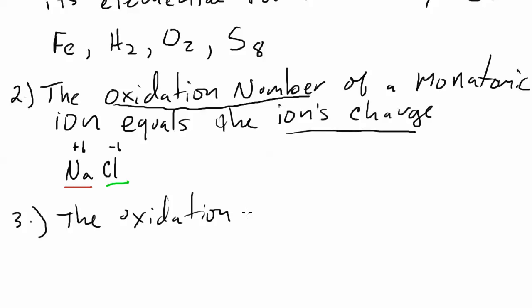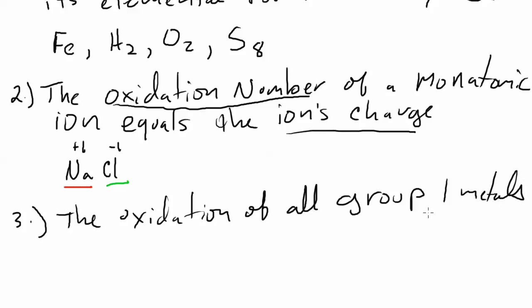The oxidation number of all group 1 metals is +1. This kind of follows the second rule. That makes sense because you know that all of those metals form +1 ions.